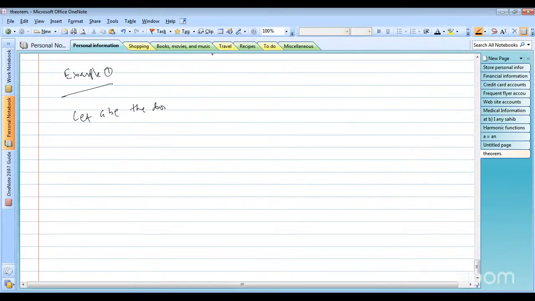Let G be the domain defined by modulus of z less than 2. By the definition we learned earlier, G is a simply connected domain. So therefore G is well defined here. If there is a simple closed curve C lying within G that cannot be shrunk to a point without leaving G, then G is multiply connected. We know that here.